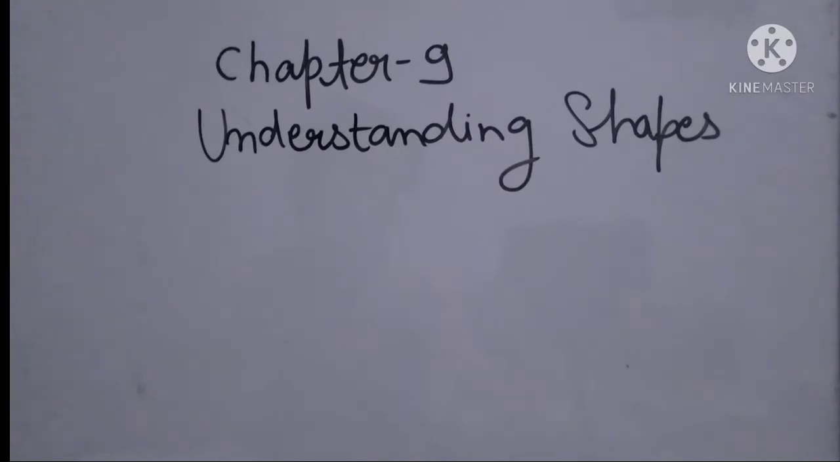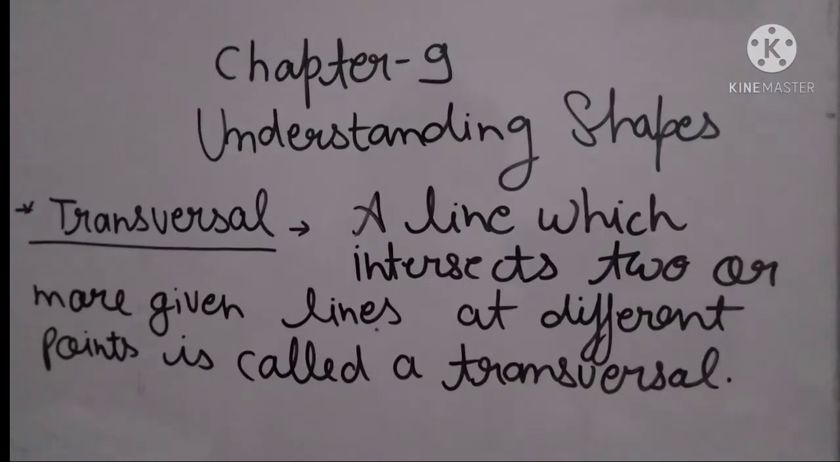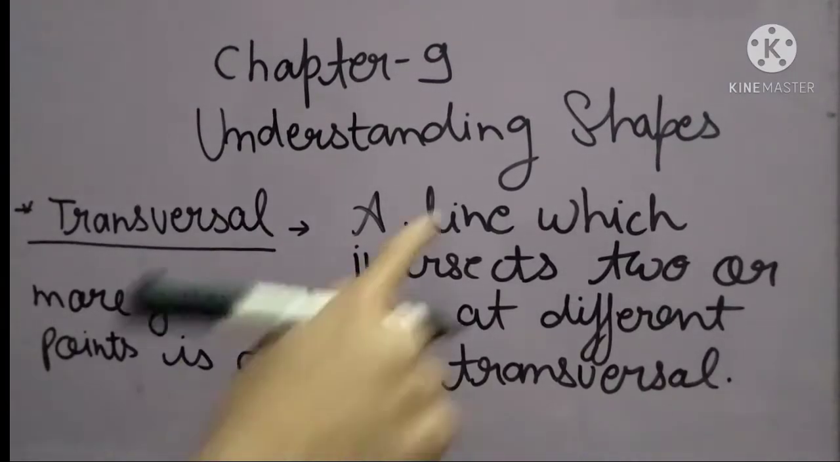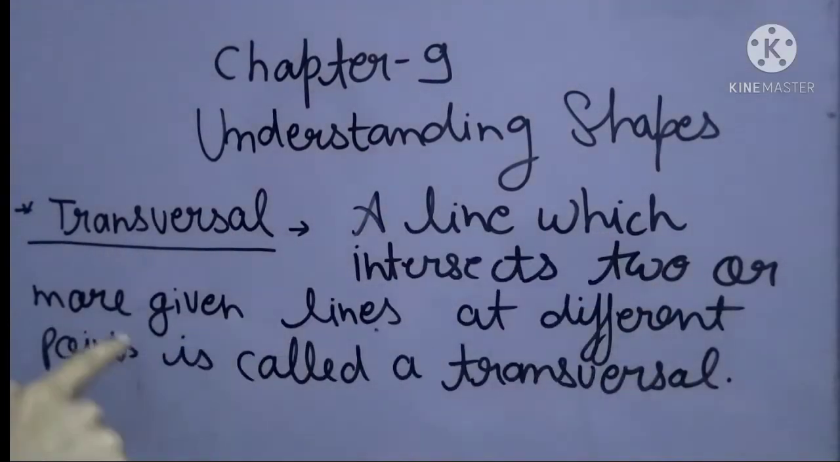Today we are going to discuss the other topics of your chapter, understanding shapes. The topic is transversal. So a line which intersects two or more given lines at different points is called a transversal.